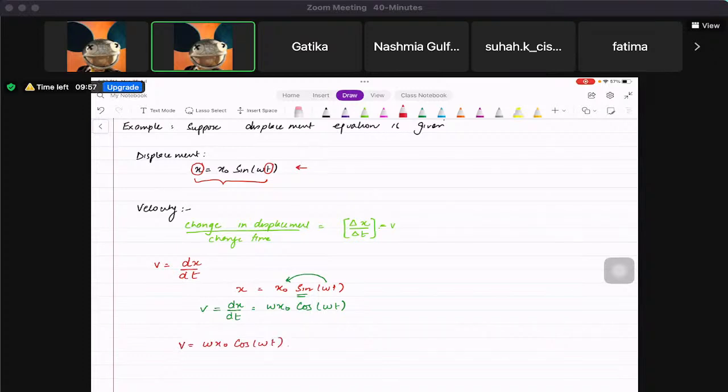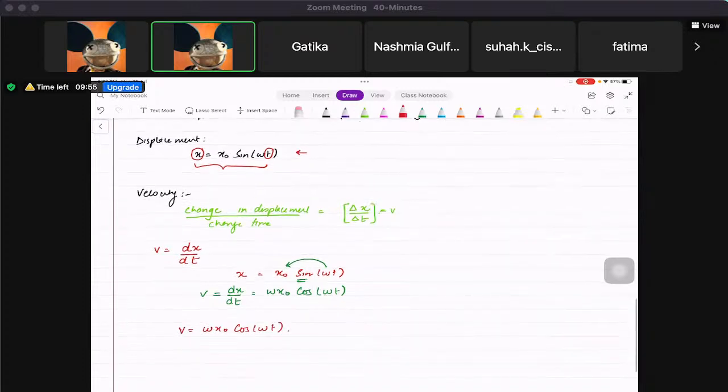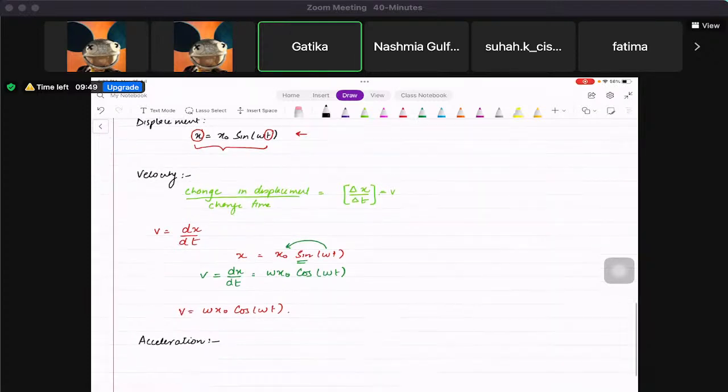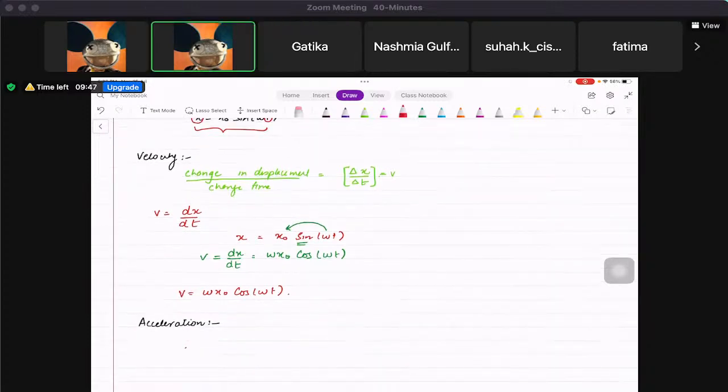Now, who's going to tell me the definition of acceleration? Rate of change of velocity. Rate of change of velocity, which means that basically acceleration is the change in velocity over the change in time, right? So basically what we're doing is finding the rate of change of velocity by taking the derivative of this, or I say gradient.